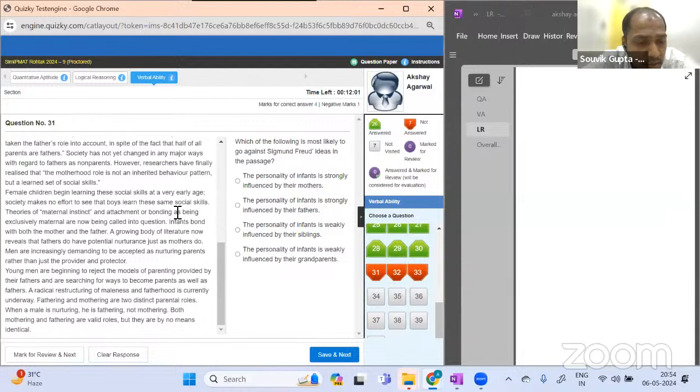Clearly, the patterns of attachment or bonding being exclusively maternal are now being called into question. Depends bond with their mother and father. A growing body of literature now reveals that fathers do have the potential of nurturance. Men are increasingly demanding to be accepted as nurturing parents rather than just providers, searching for ways to become parents as well as fathers.